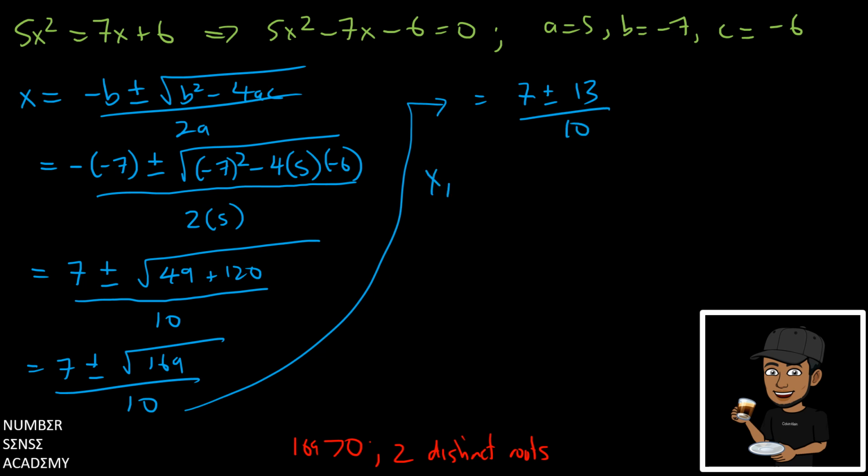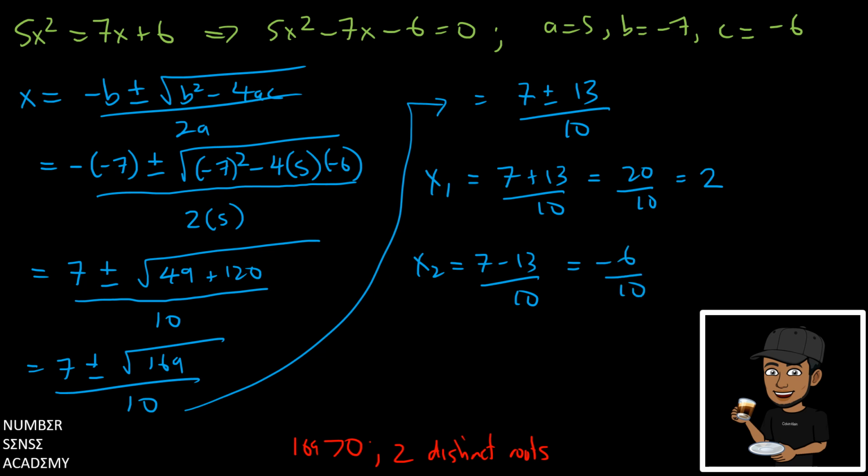So x1 is going to be 7 plus 13 over 10, which is equal to 20 over 10, and that's equal to 2. And then x2 is going to be 7 minus 13 over 10, which is equal to negative 6 over 10, or negative 3 over 5. Okay, so again, we have two distinct roots, as expected. It's good. All right, next example.